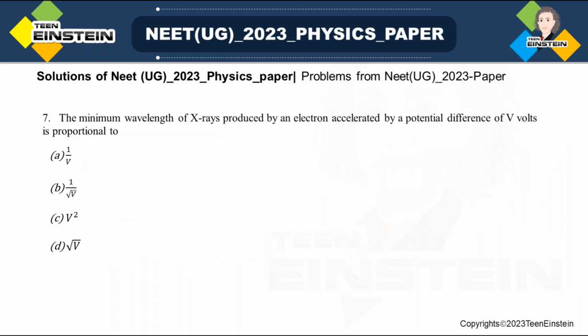Okay, we'll move on to another question. The minimum wavelength of X-rays produced by an electron accelerated by a potential difference of V volts is given by. So the minimum wavelength of X-rays produced.